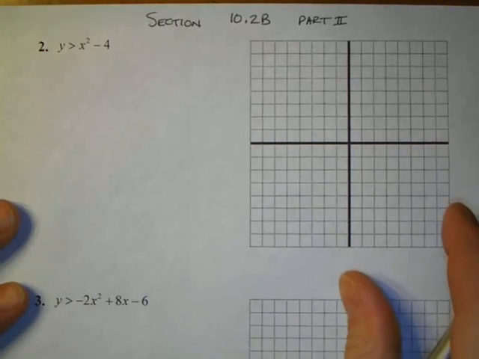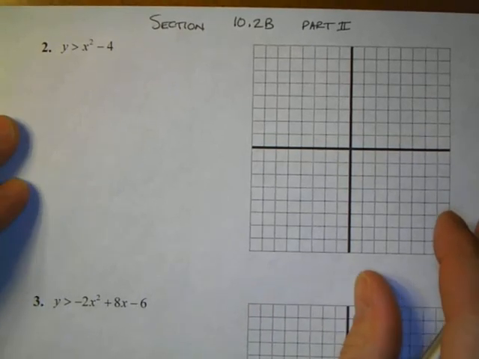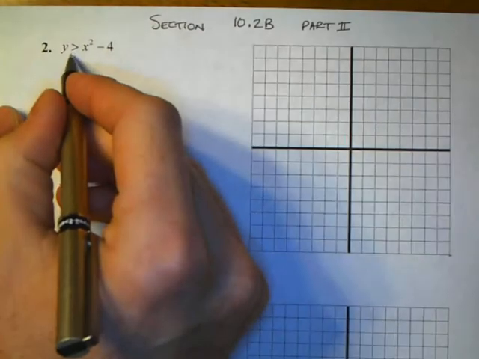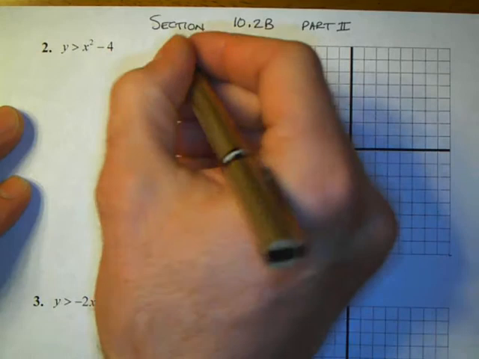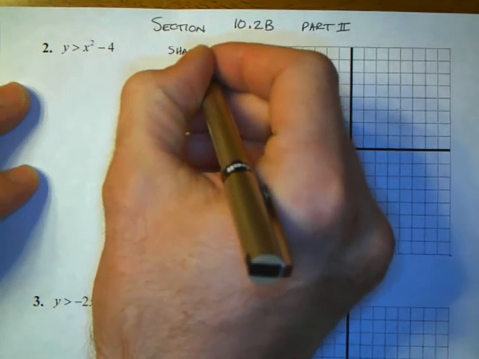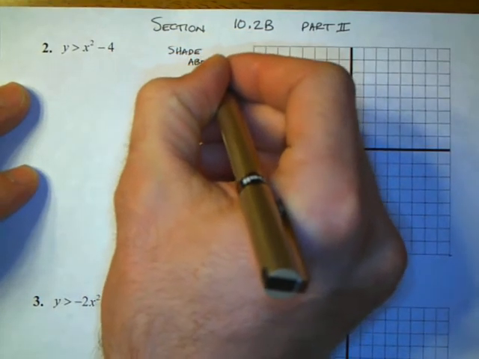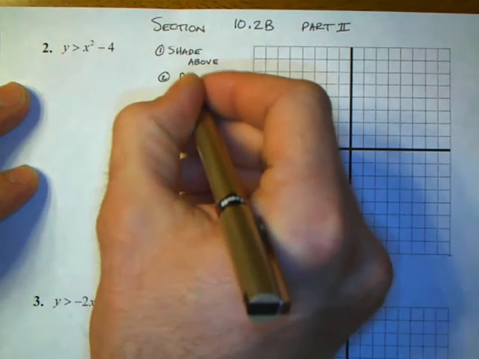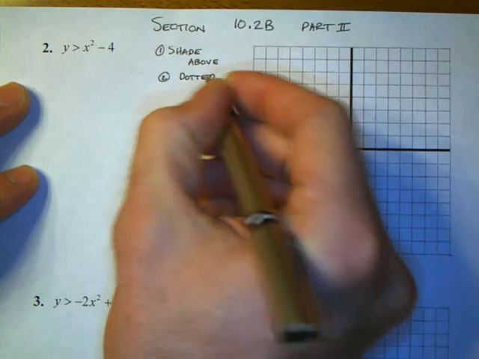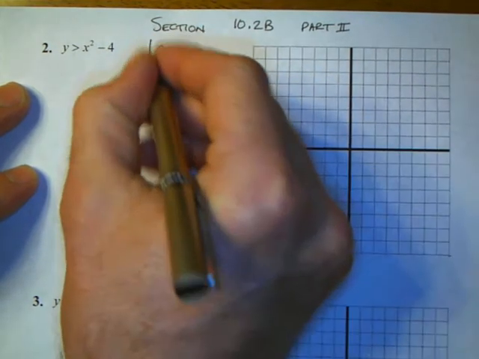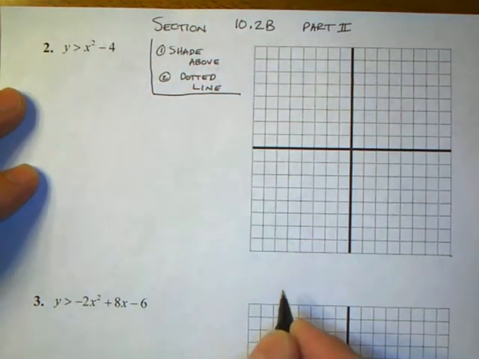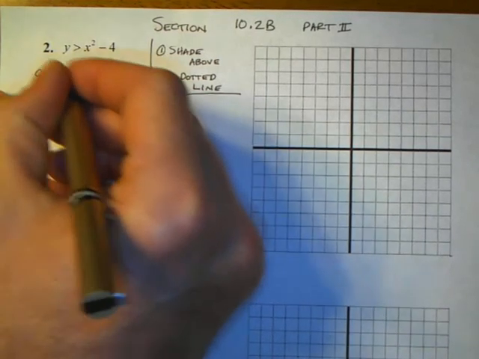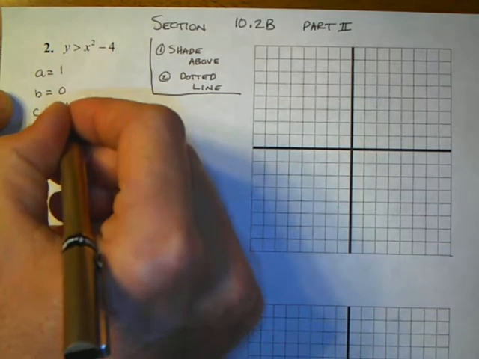This is section 10.2b, part 2. We're still graphing quadratic inequalities, and inequality means it's going to be shaded. Just a reminder, as we look at this first equation, because it's greater than, we know it will shade above the graph. That's the first indication, because it's greater. Second, we know it will be a dotted line because it's not equal to. So we're just going to remember that as we come back to the problem in a little bit.